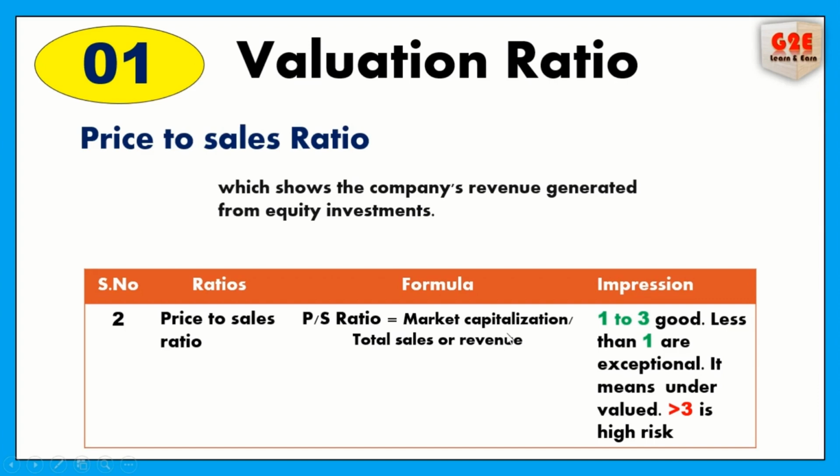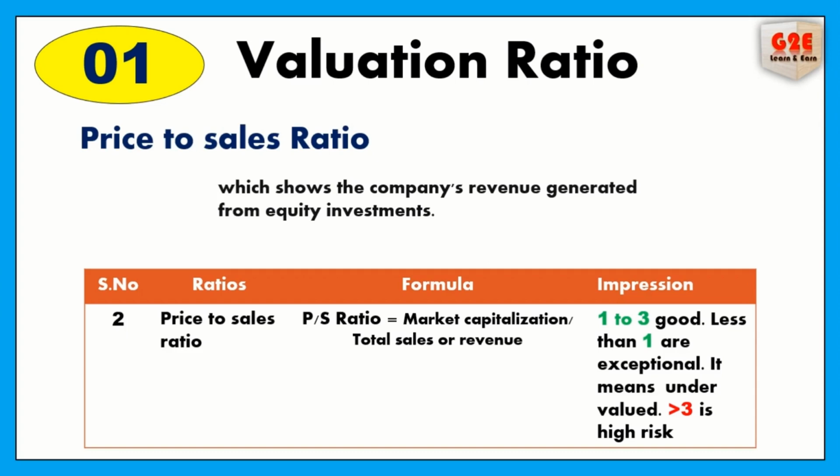So if the price to sales ratio gives some result, what decision do you need to take? If the price to sales ratio is 1 to 3, some companies will show 1, 2 or 3. Within the range of 1 to 2 it will be good. And less than 1 is exceptional, very rare, but if it is available, it is even better. That means undervalued stocks. If it is more than 3, that will be a high risk company.